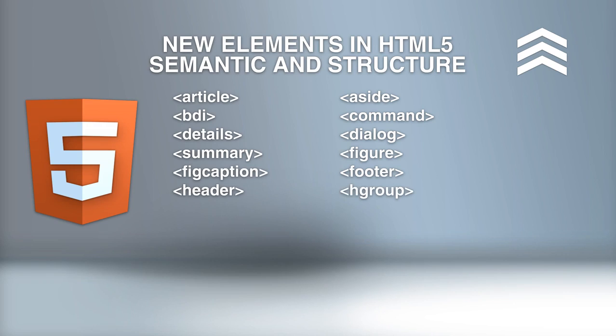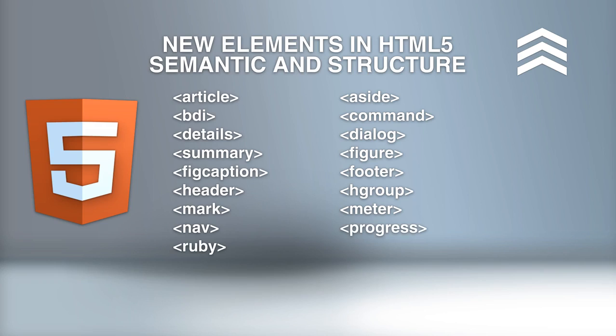Hgroup groups a set of H1 to H6 elements when a heading has multiple levels, sometimes referred to as a header group. Mark defines marked, highlighted text. Meter defines a scalar measurement with a known range, like a gauge. Nav defines navigation links. Progress represents the progress of a task.